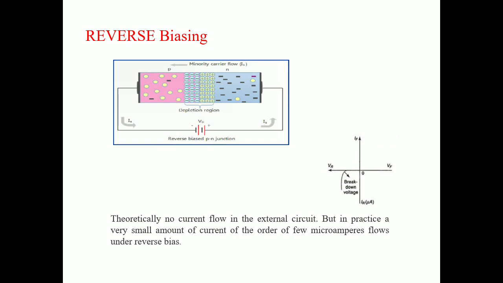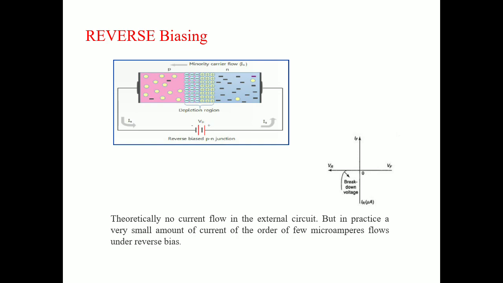What happens when you increase the voltage in the negative direction, for example minus 0.1? Already the depletion region has a junction built-in potential of about 0.6. So if you increase the negative voltage, what happens? The width of the depletion region increases. If the width of the depletion region increases, there is zero current, no flow of current in the device.